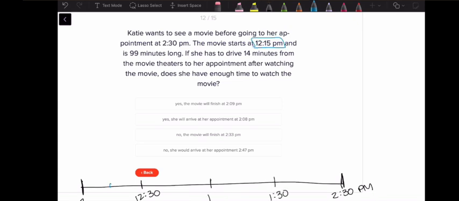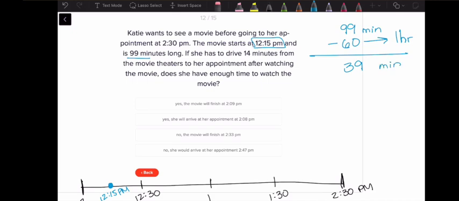Her movie started at 12:15. So 12:15 p.m. she started her movie. It takes 99 minutes for the movie. So I'm going to convert those 99 minutes to see how much that is in terms of hours and minutes. If I deduct 60, that means I'm extracting 1 hour out of this. I'm going to be left with 39. So that means that 99 minutes is equivalent to 1 hour and 39 minutes.